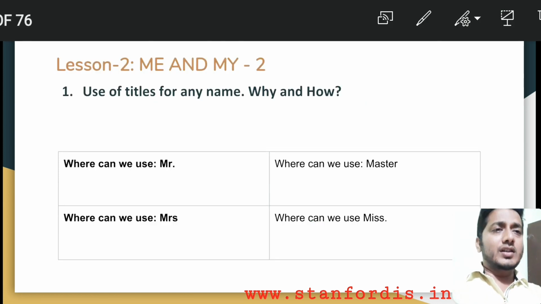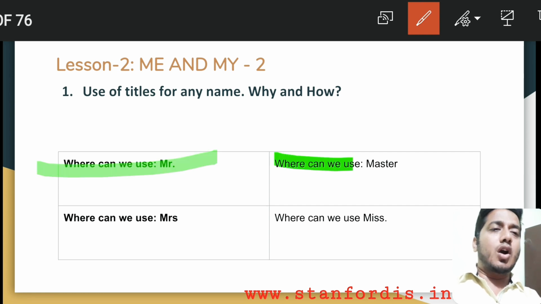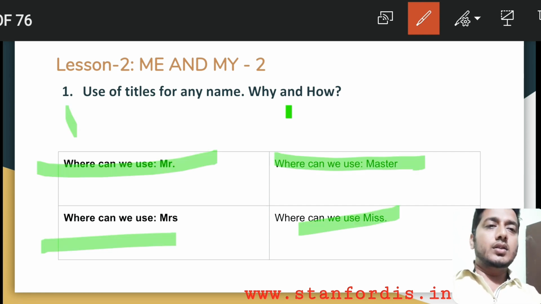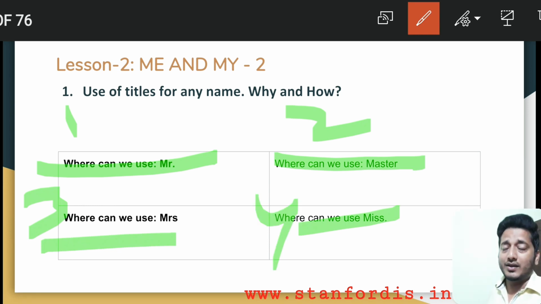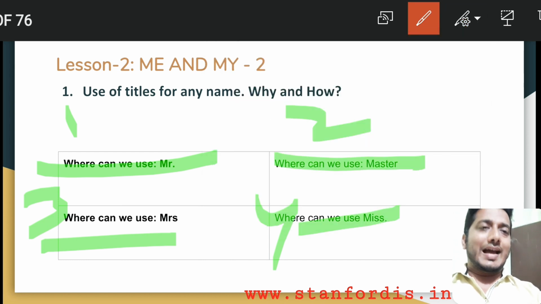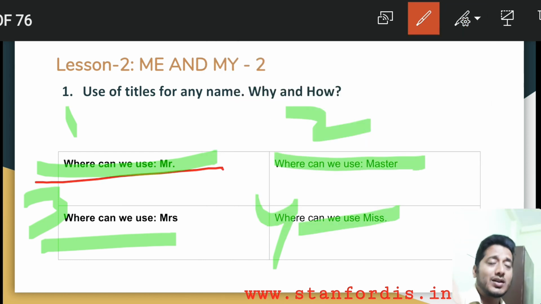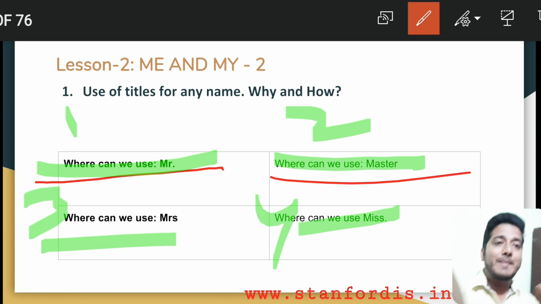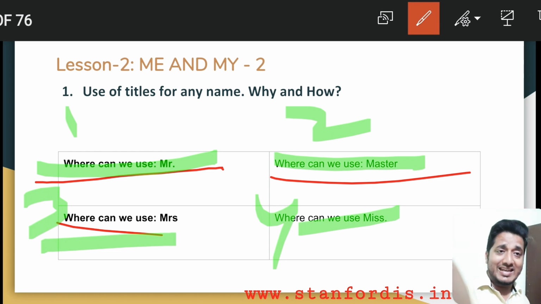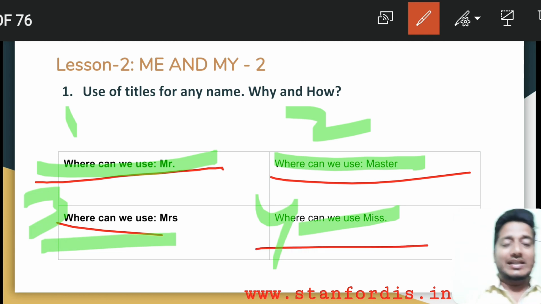My first question for you all: please read all 4 questions, 1, 2, 3 and 4, and answer fast, or you can write on a piece of paper what should be the correct answer. The very first question: where can we use Mr.? What are the criteria for this? Where can we use Master? Where can we use Mrs.? And where can we use Miss? So think about these questions and write on a piece of paper.